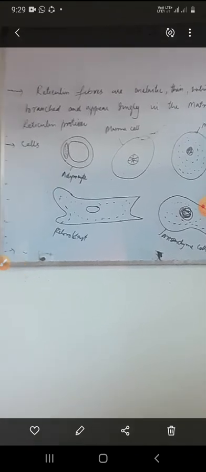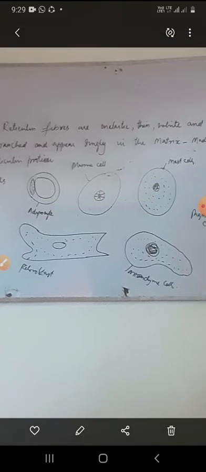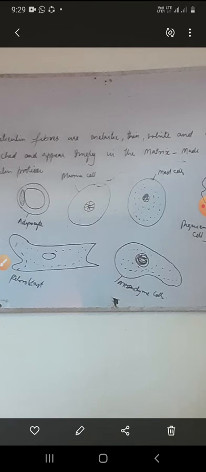These cells include adipocytes. Adipocytes are the cells responsible for the deposition of fat inside the areolar connective tissue. Then there is the second type of cells. These are called plasma cells.